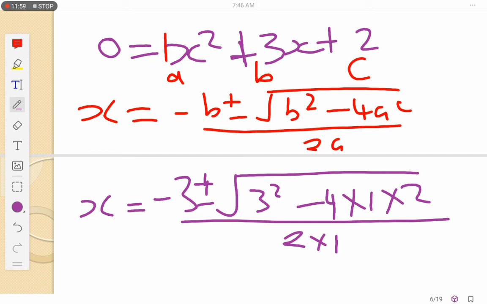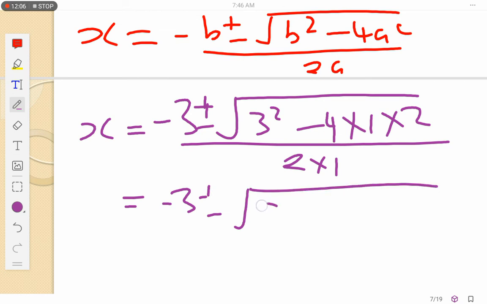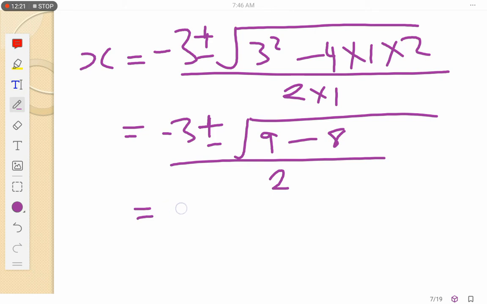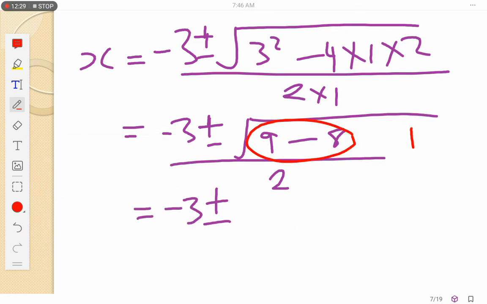When we add, we will get, for the first part, minus 3 plus or minus the square root of 3 squared, we get 9. Then minus 4 times 2 there, we get 8. So it's going to be minus 8 there, all over 2. Simplifying, this becomes minus 3 plus or minus the square root of 9 minus 8, we get 1. The square root of 1 we get 1. So I'll have plus or minus 1 over 2 there.